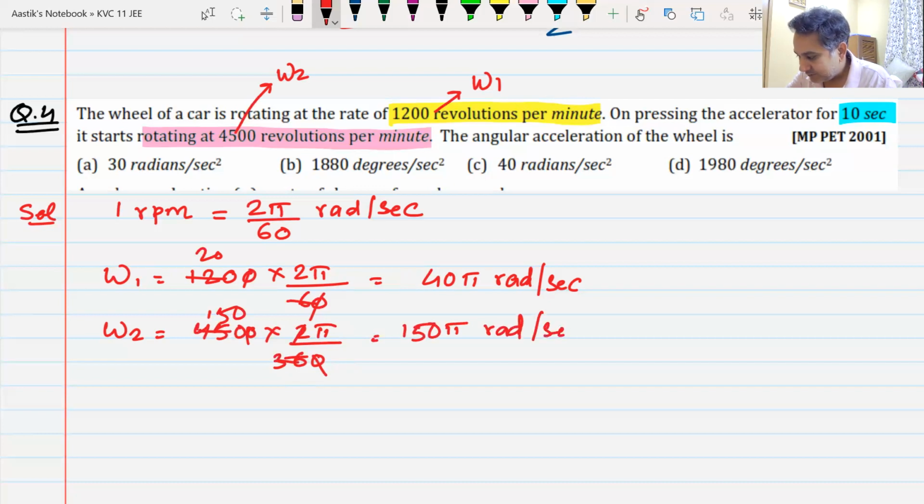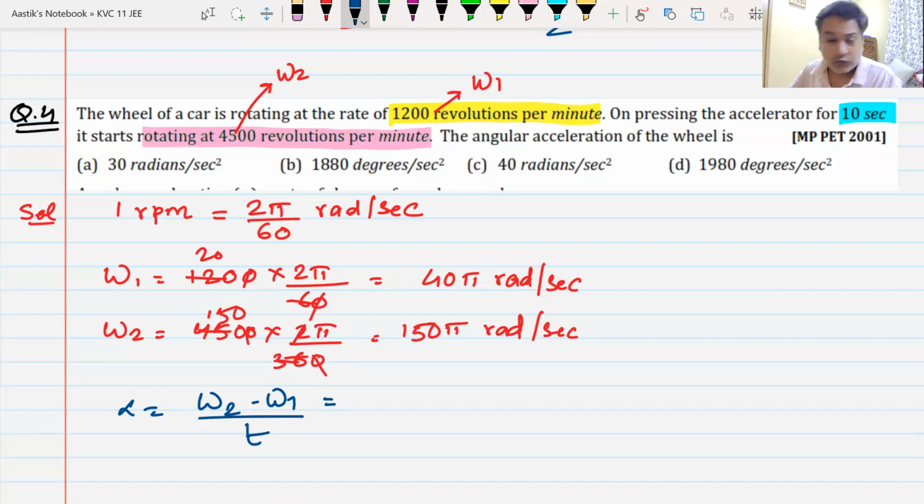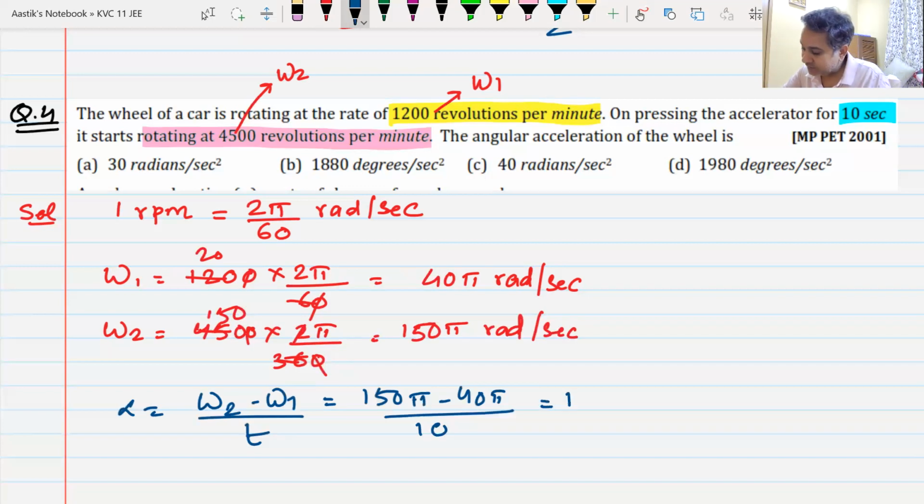Do we understand this? From here, I can calculate the value of alpha. Alpha will be omega 2 minus omega 1 divided by t. So 150 minus 40, divided by time, which is 10 seconds. So it becomes, I think, 110 pi. No, 11 pi, yes? Isn't it?